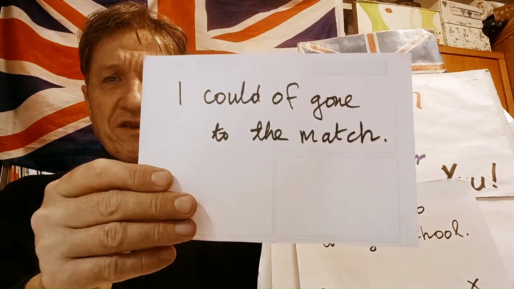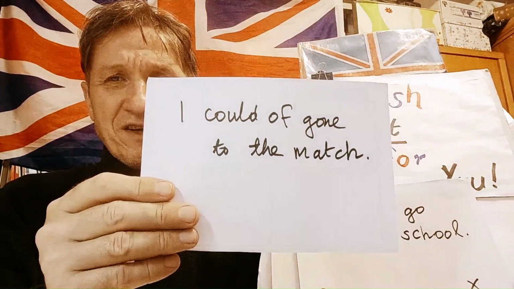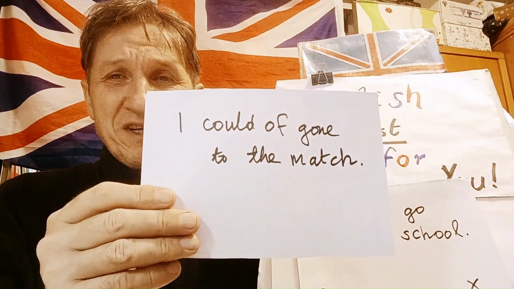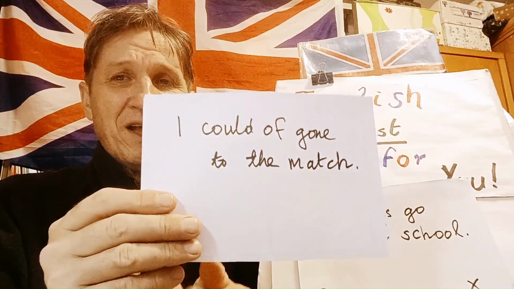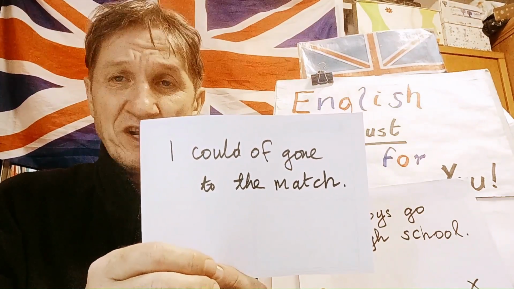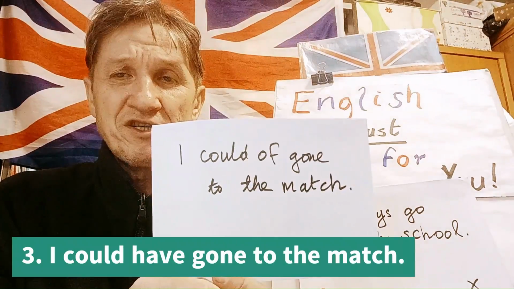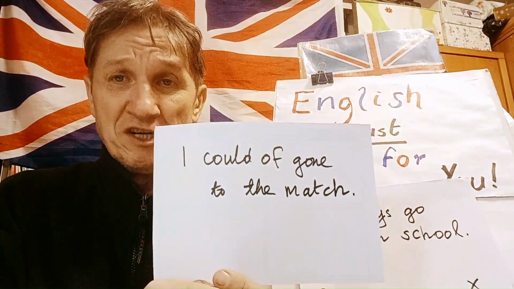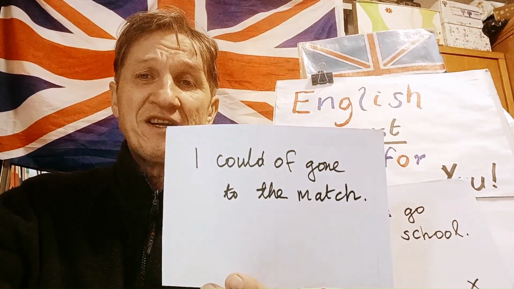We'll now move on to sentence number 3. I could of gone to the match. As a classic native speaker mistake, I could of gone to the match, and I've often seen it written on social media, should of, could of, would of, in that form. Of course, after the modal verb you need an infinitive, which in this case is have. I could have gone to the match, but I didn't. I regret it. That's the function of that construction. So I could have gone to the match is the correct way of saying that sentence.